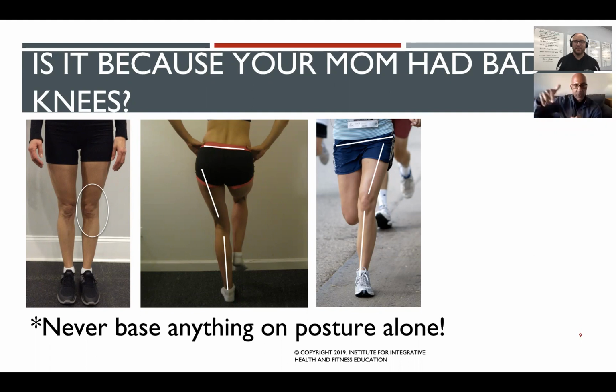But if you're running like this, like my client is, running will definitely bother your knees, and it will lead you to early degenerative changes of the knees. So again, it all comes back to that alignment and how you are loading, and then what activities you are trying to put on top of your current strategy.